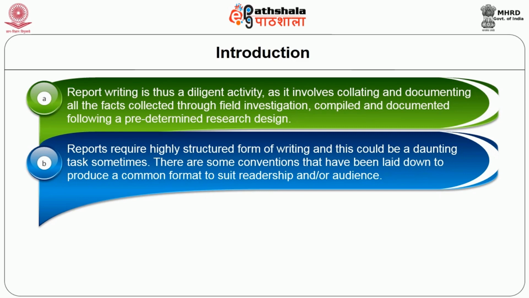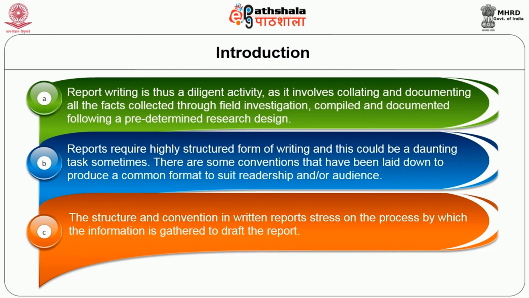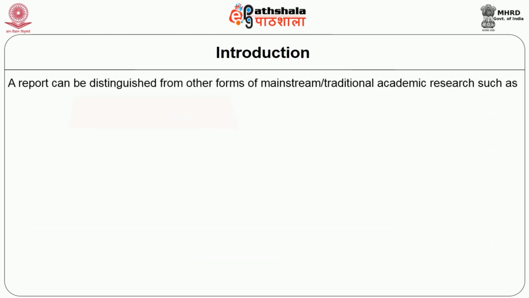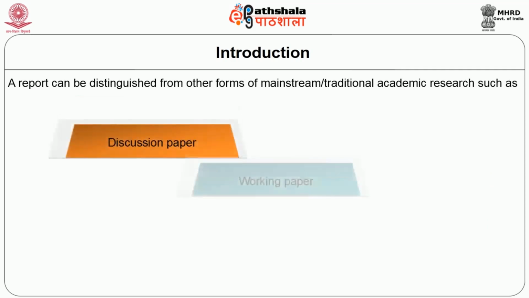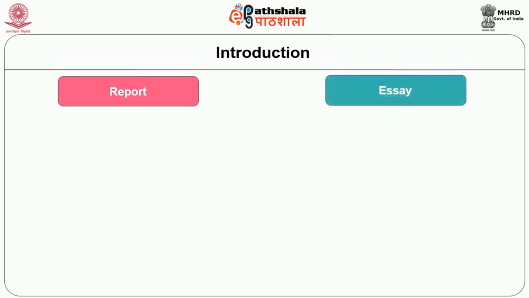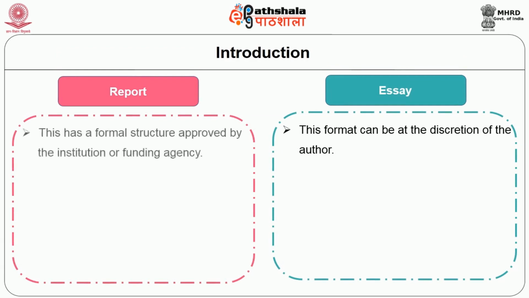There are some conventions that have been laid down to produce a common format to suit the different readership and audience. The structure and convention in written reports stress the process by which the information is gathered to draft the report. A report can be distinguished from other forms of mainstream or traditional academic research, such as a discussion paper, working paper, or a journal article. For example, the main differences between a report and an essay or academic research narrative are that the essay format can be at the discretion of the author, but the report has a formal structure approved by the institution or funding agency to which the author belongs.